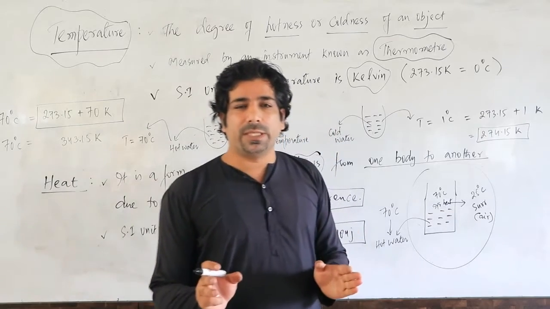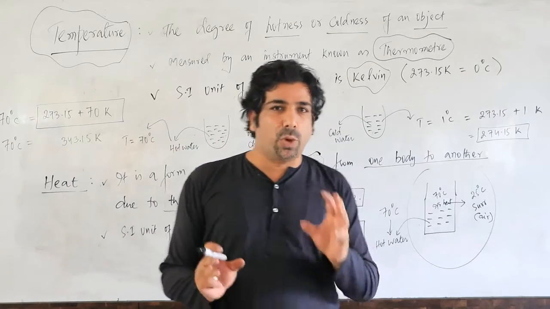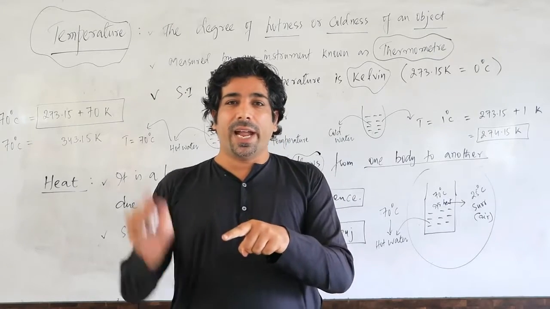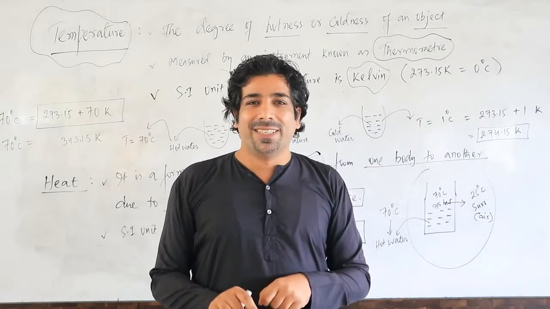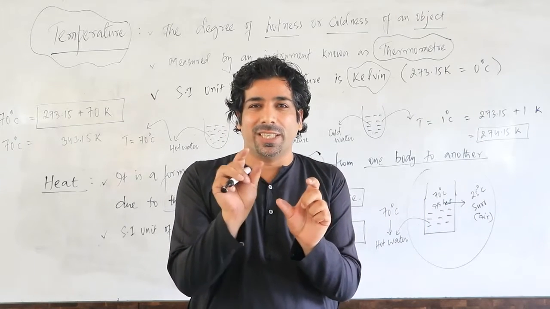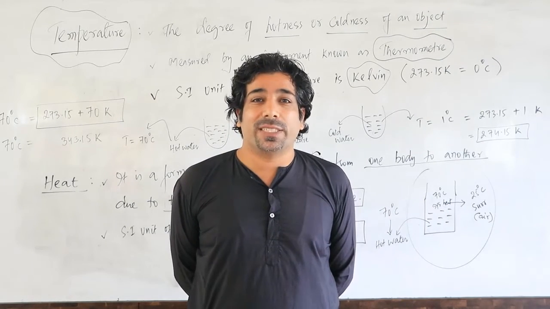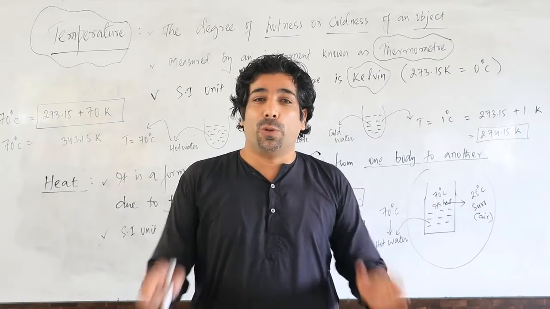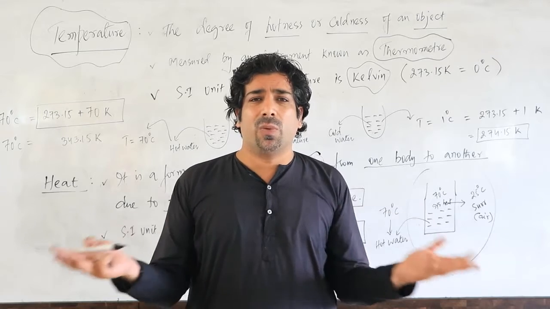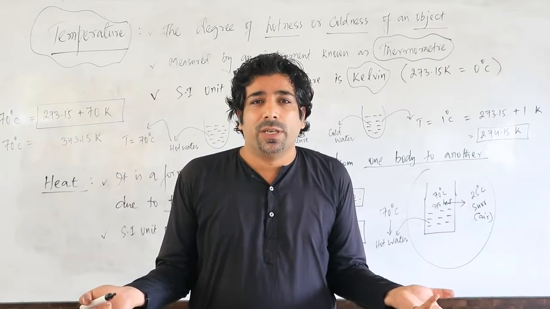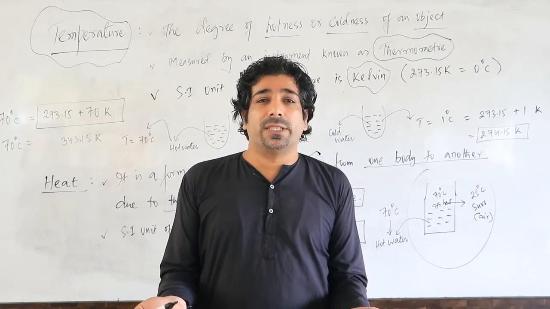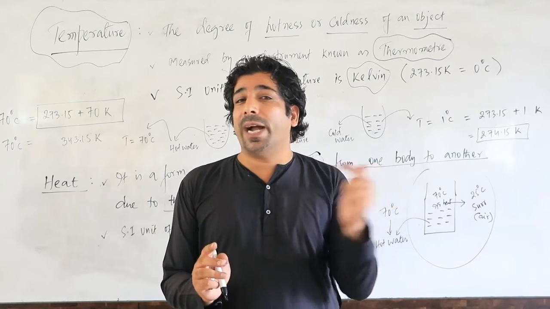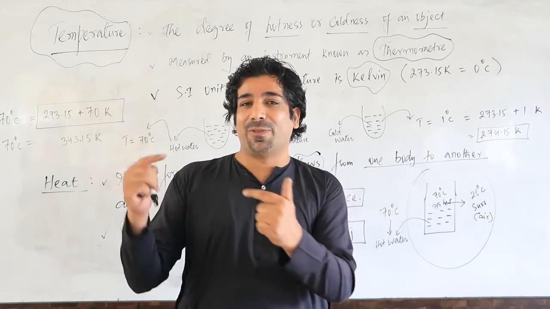But if two objects are at the same temperature, then heat will flow from A to B and B to A. That means the heat flow will be bidirectional. That means the two objects are actually at thermal equilibrium. Remember that point. When two objects are at the same temperature, what is the temperature difference? 0. When the temperature difference between two objects is 0, heat will flow there also, but it will flow in both directions, from A to B and from B to A.